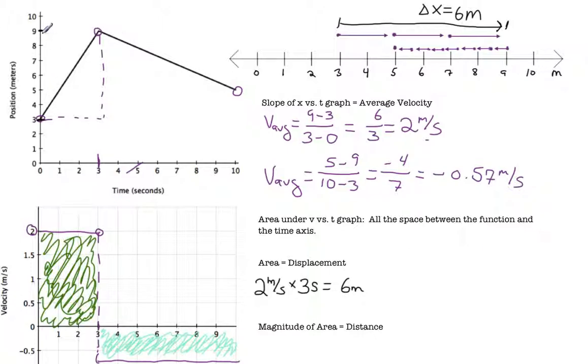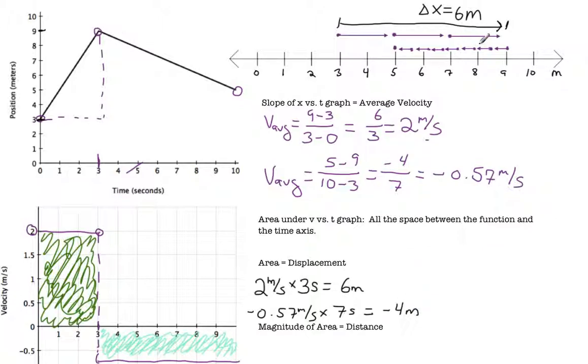And you can see that in the graph here, going from 3 to 9 meters is a displacement of 6 meters. If I look at the area underneath here, if I do length times width for this, the velocity is actually negative. It's negative 0.57 meters per second. So areas under the graph get a negative number times the length of this rectangle from 3 to 10. This length is 7 seconds. So if I do negative 0.57 times 7, I end up with negative 3.99, which is really negative 4 meters.